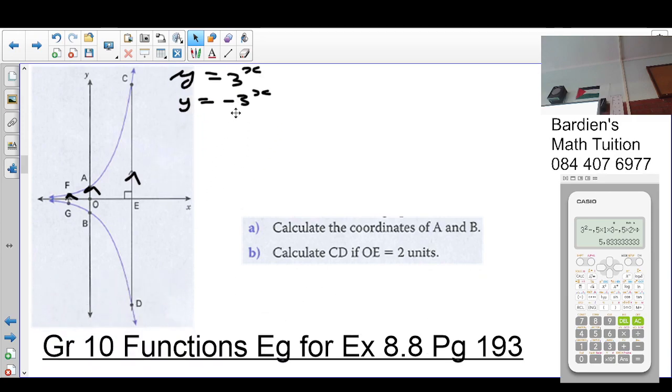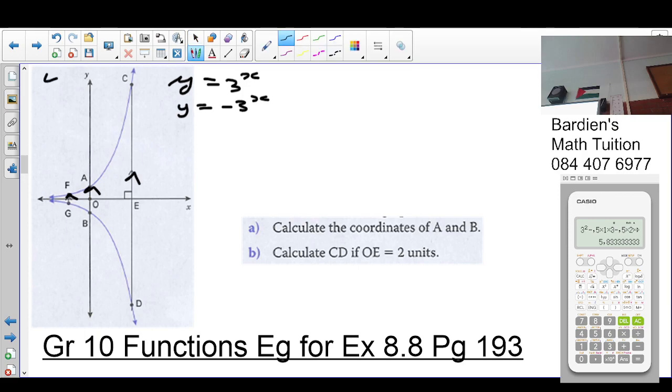So of course, which graph is which? The y equals 3 to the x graph is of course the one going through F, E, A, and C. Can you see that? Why? Because it is an increasing exponential function. Since the other is negative, it's reflected in the x-axis, and this is the one coming down. So this is y equals 3 to the x, and that is y equals minus 3 to the x.